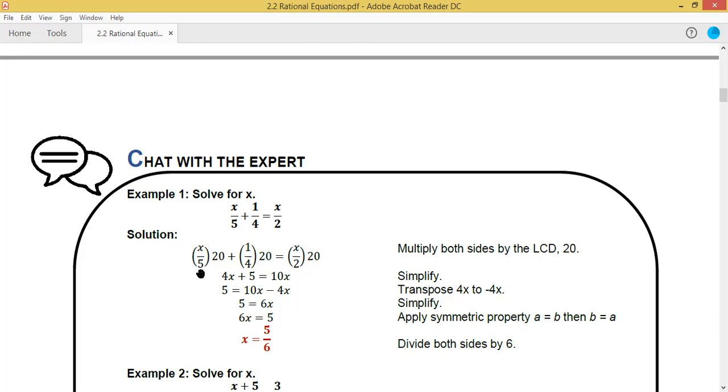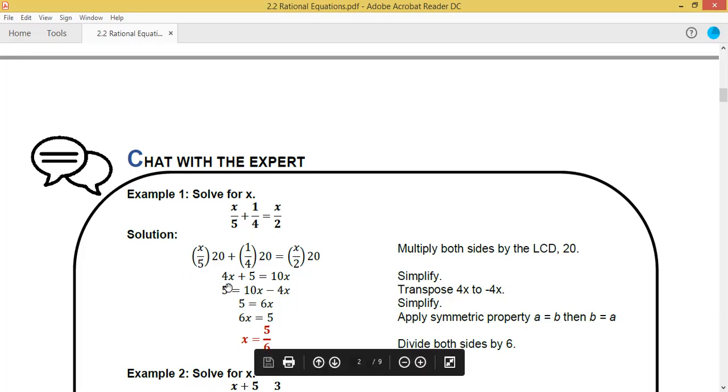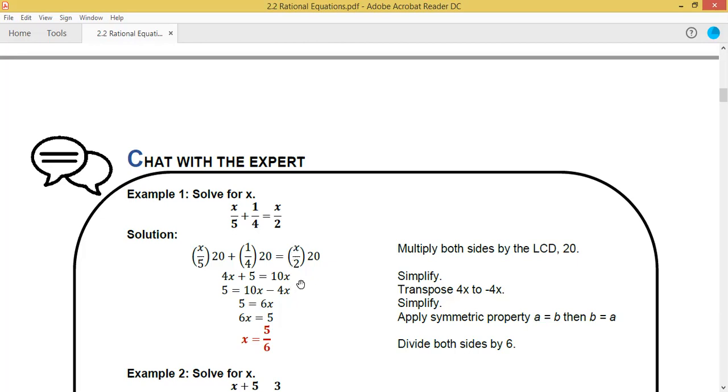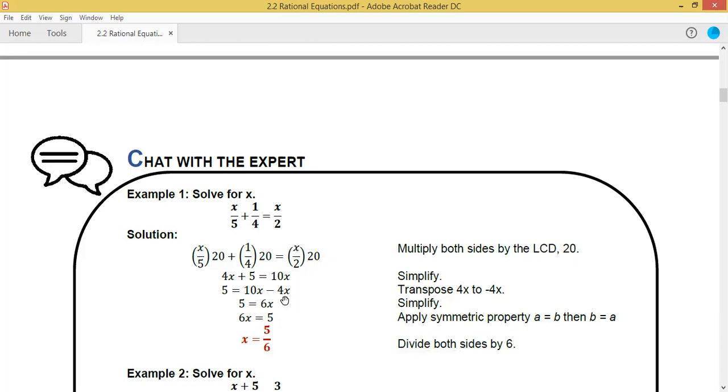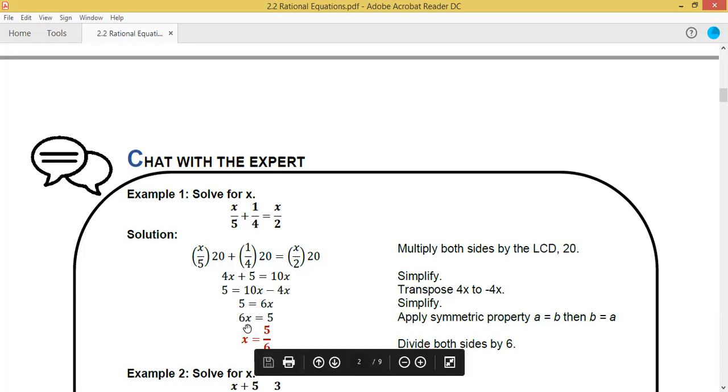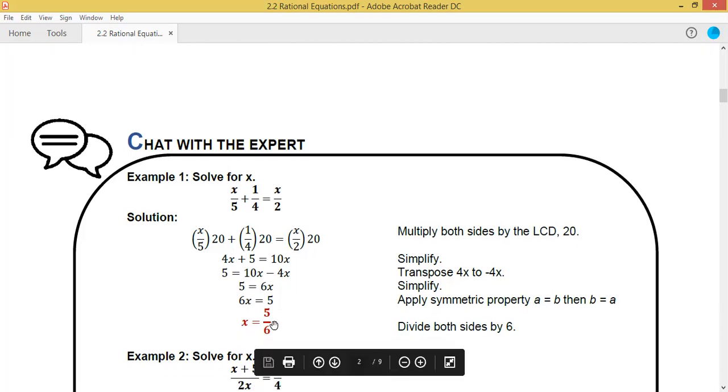20 divided by 5 is 4 times x, that becomes 4x, plus 20 divided by 4 is 5 times 1, that makes it 5, equals 20 divided by 2 is 10, multiplied by x, that's 10x. When we do transposition, we transfer 4x to the other side, and it becomes negative 4x. So 10x minus 4x is equal to 6x, which is equal to 5. We do the symmetric property, we just interchange the two, so we have 6x equals 5. We divide both sides by the numerical coefficient of x, which is 6. So we will have x equals 5 over 6, or 5/6.